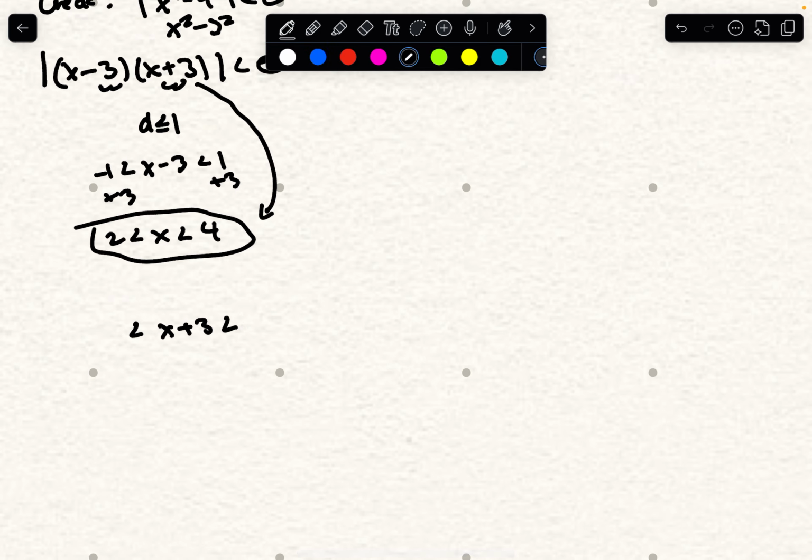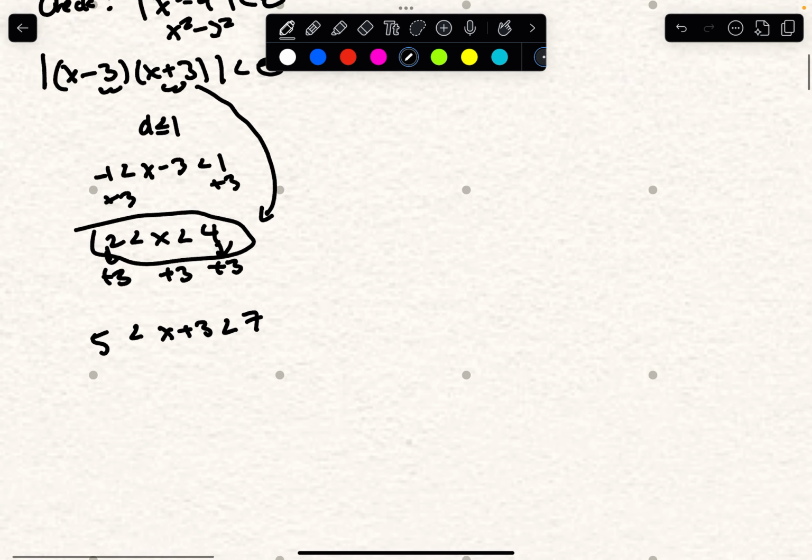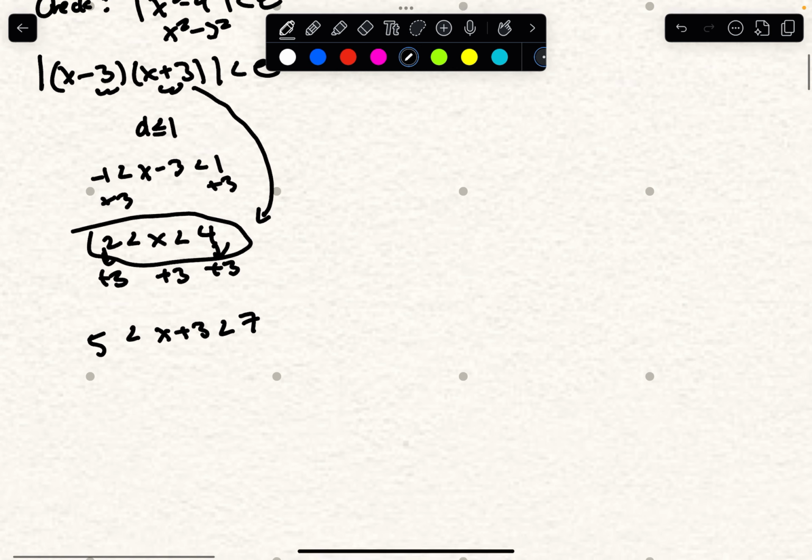So once you x plus 3, you basically plus 3 on all the sides, right? You plus 3 to 2, plus 3 to 4, that's 7 right here, right? This is just 5. It's just simple addition, you just add it all up. So now we know x plus 3 is less than 7, but it's greater than 5. That's what you got by setting delta as less than 1, right?